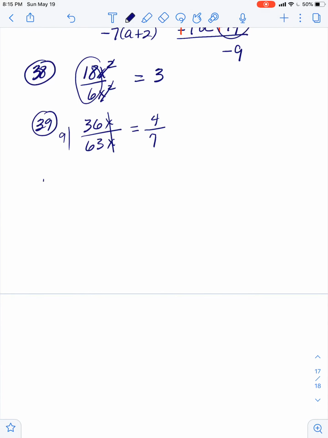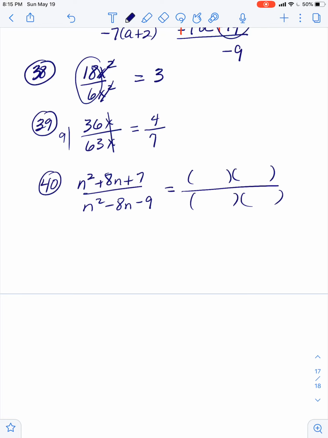Okay, 40. Now we're getting into the fun stuff. Factor, factor, factor. So this is just a fraction, very similar to what we had up there. We need to factor, okay? Now, when you see it written like this, you won't do the quadratic. It'll either factor or it won't. So what are factors of 7 that will add and give me 8? Okay, and hopefully it makes sense that it is 7 and 1.